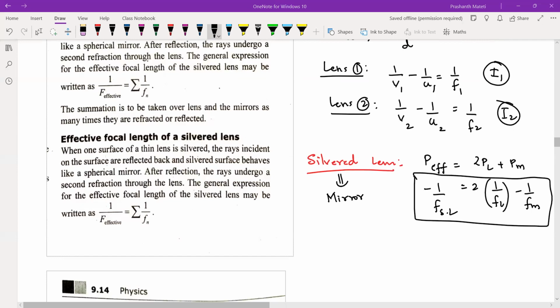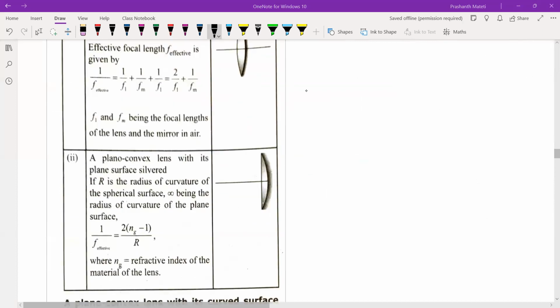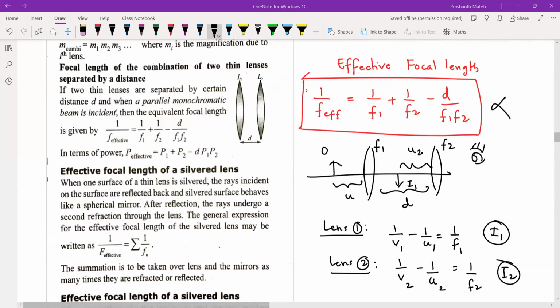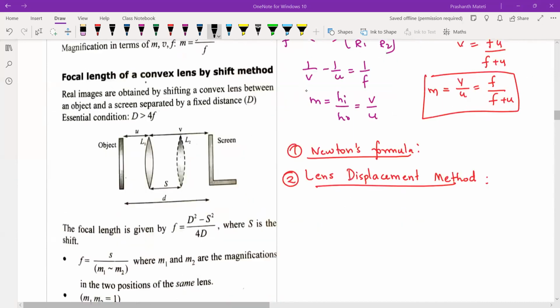Following? Yes, sir. Okay. Right. So next, the silvered lens part we have seen, and then comes optical instruments. Let us complete this first.